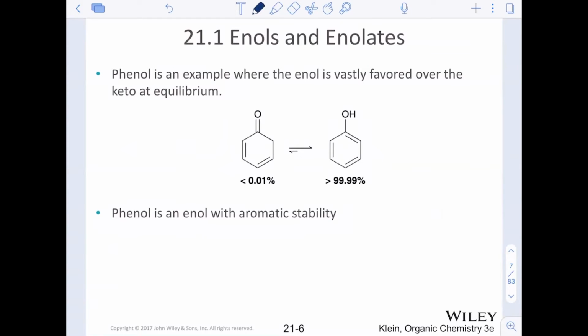Phenol is another example where the enol is vastly favored over the keto in the equilibrium form, because phenol in the enol form is stabilized with aromaticity.